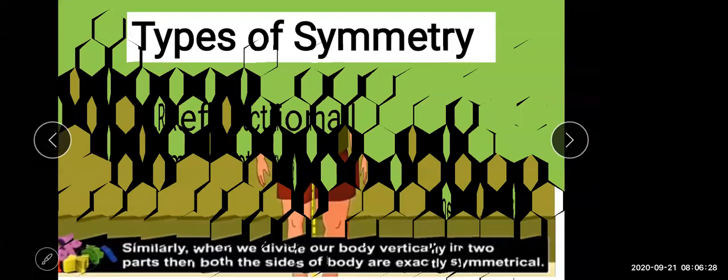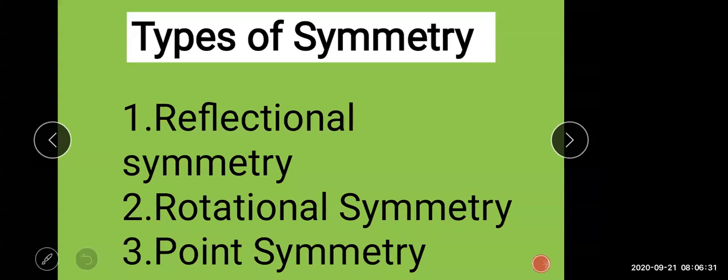Now there are some types of symmetry we already learned in the previous lecture. First type is reflectional symmetry, second is rotational symmetry, and third is point symmetry. In our syllabus, there is no rotational and point symmetry. Only reflectional symmetry is there. So we will see the definition of reflectional symmetry.